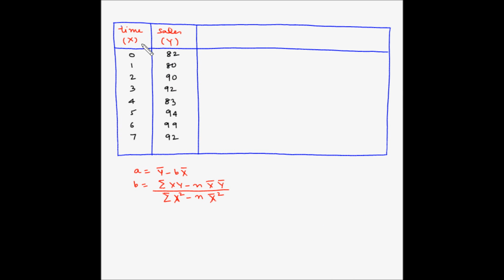So here I have noted down the values of time and sales given to us. Please note that the time was given to us in years. For example, 82 was the sales for 2006, 80 was for 2007, and so on. And I have converted them into 0, 1, 2, 3, 4, 5, 6, 7 for ease of calculations. Now time is x and sales is y. Now first we'll try to calculate the value of b.